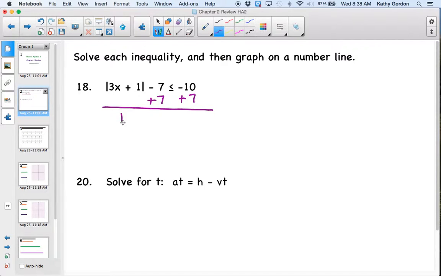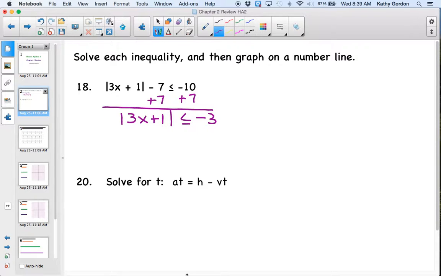then I'm left with the absolute value of 3x plus 1 less than or equal to what? Negative 3. Now what? Yeah. There's no solution. Why? Because an absolute value can't be. Yeah. Think about what you're actually saying with this statement right now.